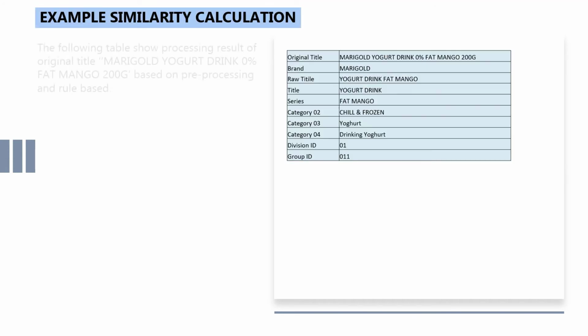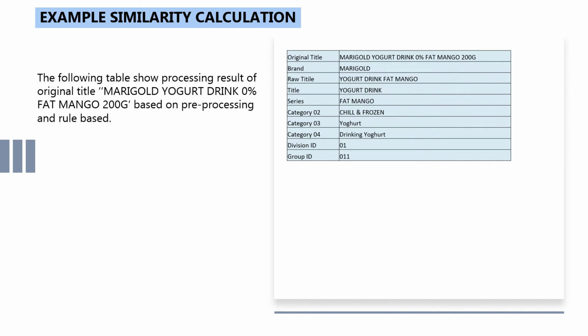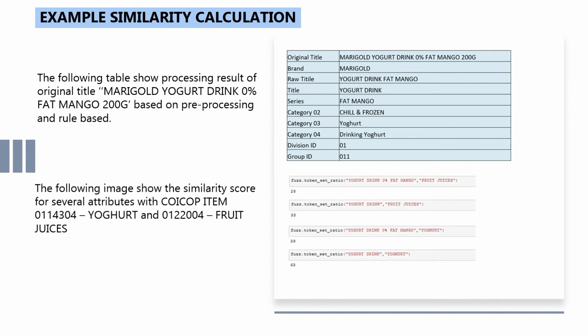The following table shows the processing result of the original title, Marigold yogurt drink 0% fat mango 200 gram, based on pre-processing and rule-based. The similarity of category 04, raw title with all listed COICOP items under division 01 and group 011 will be calculated. For example, calculate similarity with 0114304 yogurt and 0122004 fruit juices. The result showed that the original title has a bigger score with yogurt compared to fruit juices. The score will be evaluated to define the best classification for the final outcome of data.